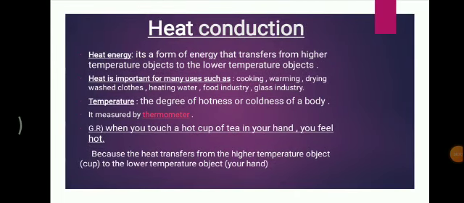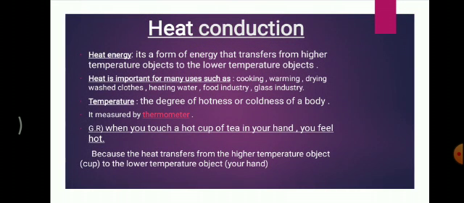Today we will talk about the first lesson in Unit 2. In the previous lesson, we talked about mass and weight. So now let's talk about the first lesson in Unit 2, which deals with heat conduction. At first, let's know what is meant by heat energy.